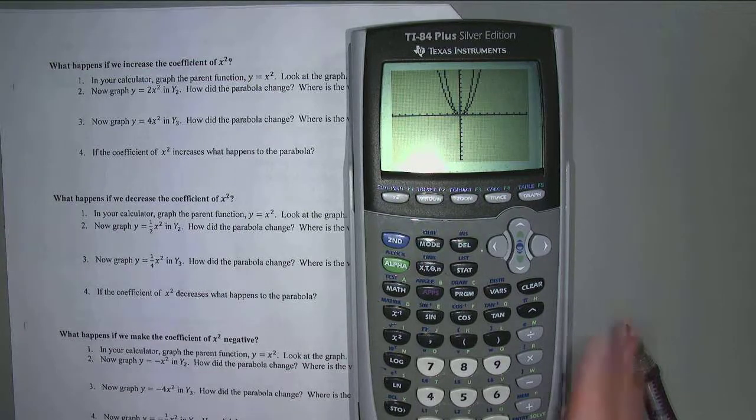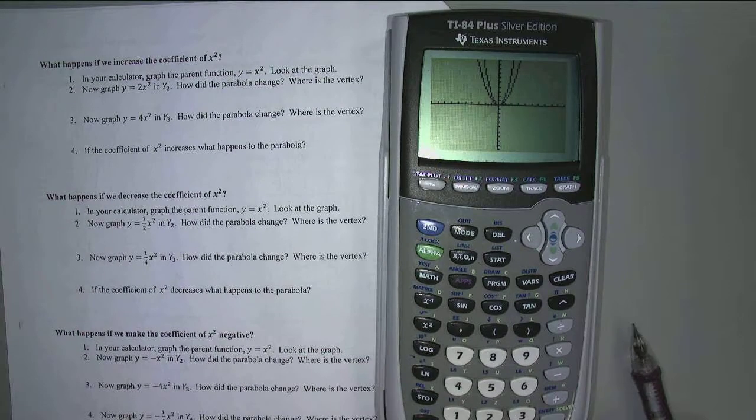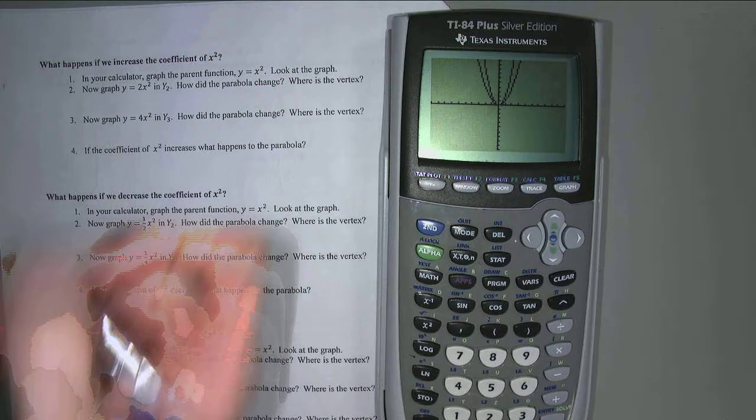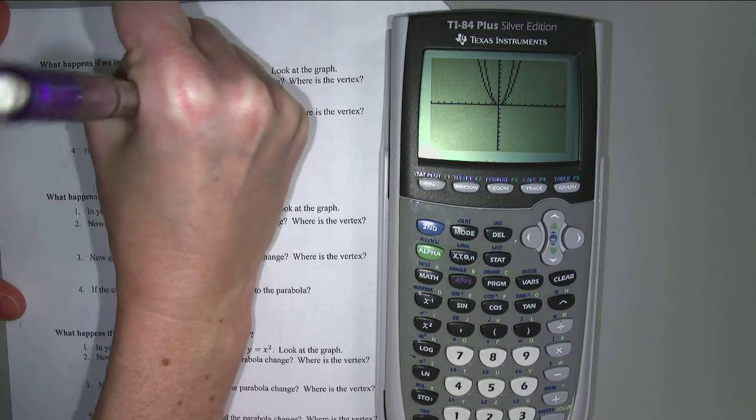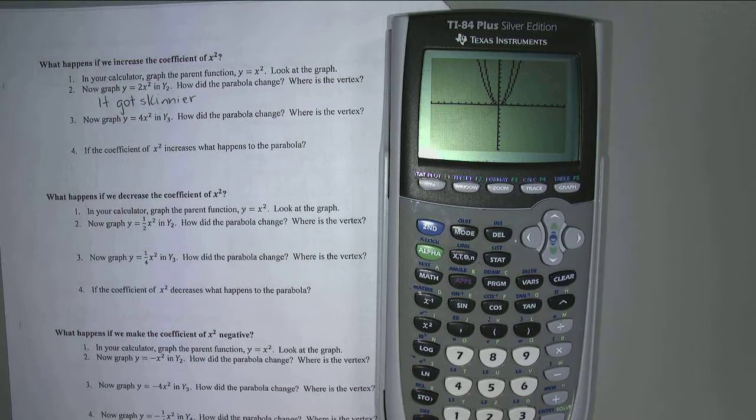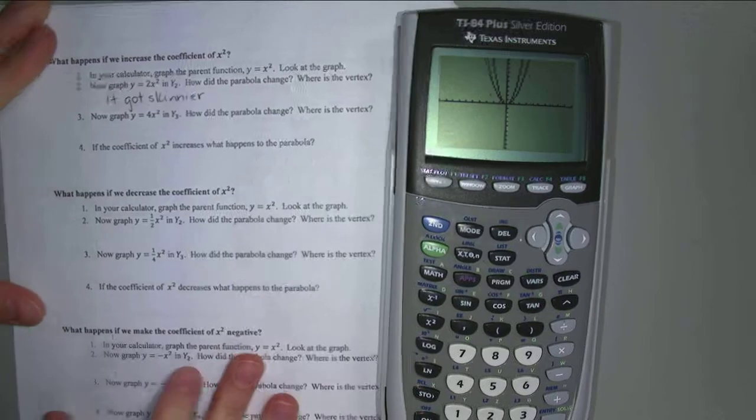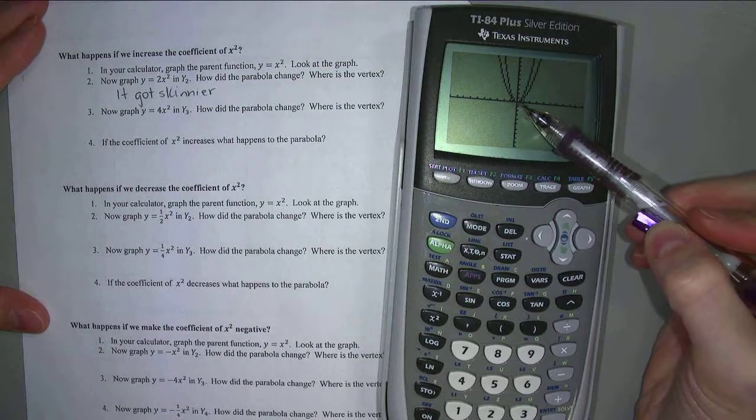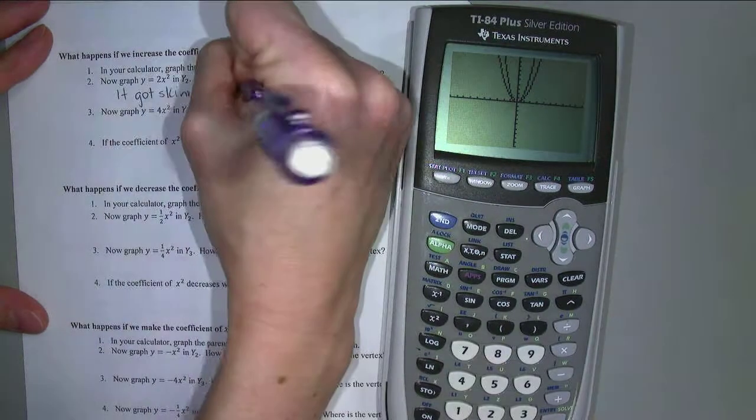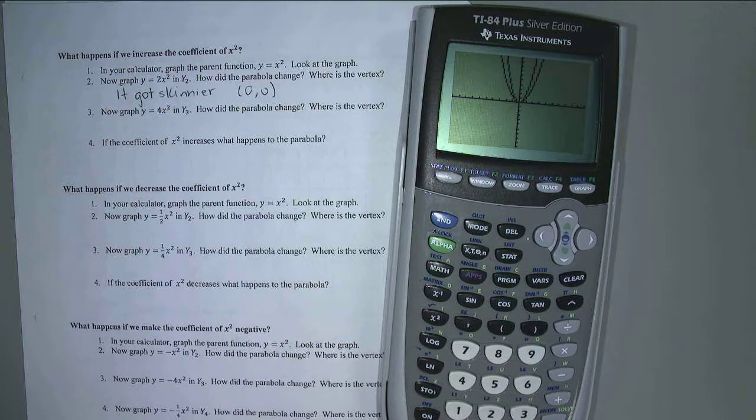So it says, now graph y equals 2x squared in y2. How did the parabola change? It got skinnier. I'll double check yours. And you have a color one, so I like yours a lot. It got skinnier, or more narrow, or however you want to say it. Where is the vertex still at? 0, 0, right? So the vertex hasn't changed at all. So that a changing from a 1 to a 2 made our graph skinnier.